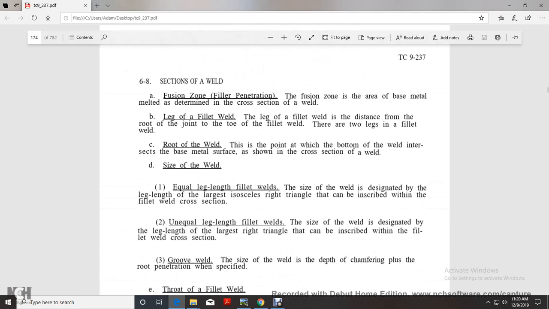section of the weld. The leg of the fillet weld is the distance from the root of the joint to the toe of the fillet weld. There are two fillet legs in a fillet weld. The root of the weld is the point at the bottom of the weld where it intersects the base metal surfaces, shown in the cross section of the weld.